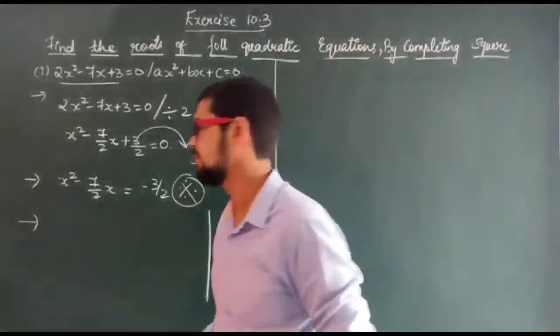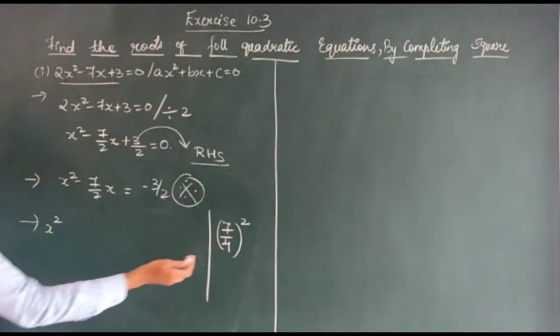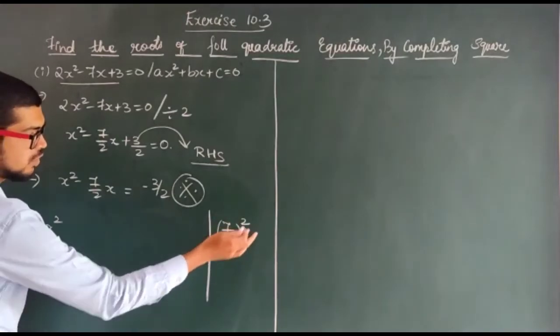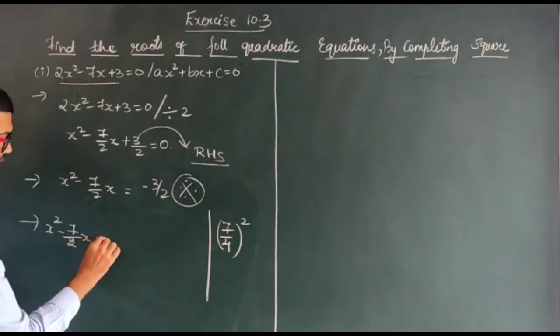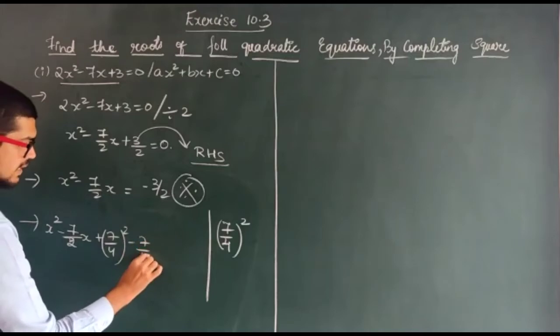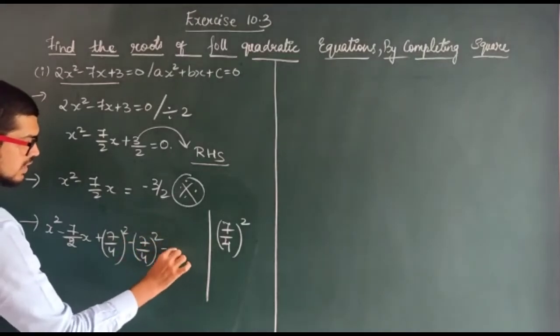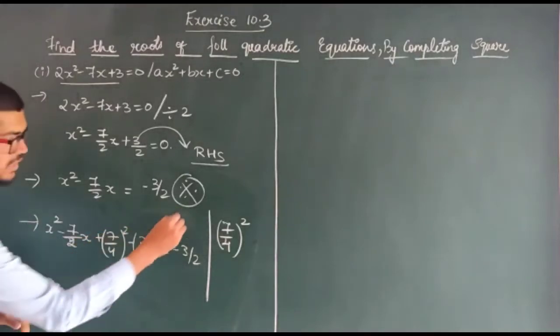Let me do it here. That is x square, minus 7 by 2 x, then plus 7 by 4 whole square, minus 7 by 4 whole square, is equal to minus 3 by 2. Please be careful.